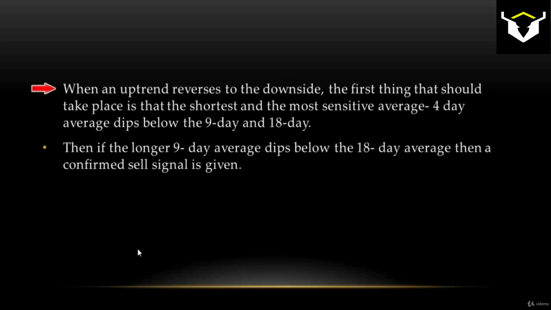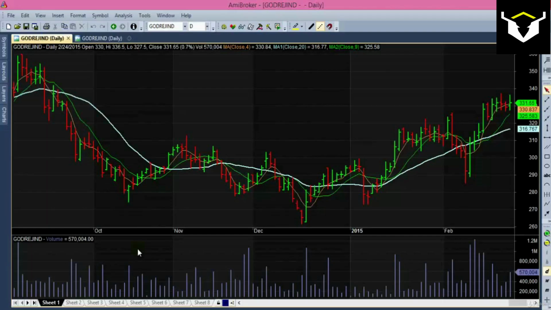When an uptrend reverses to the downside, the first thing that should take place is that the shortest and most sensitive average, the 4-day average, dips below the 9 and 18-day. Then, if the longer 9-day average dips below the 18-day average, a confirmed sell signal is given. Following is a chart of Godrej Industries, and you can see there are three moving averages plotted on the chart. These are the 4-day, 9-day and 20-day moving averages.